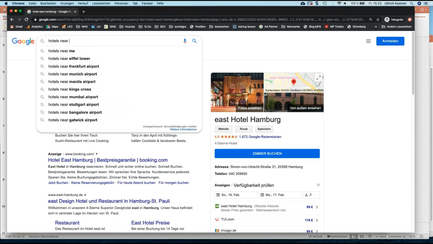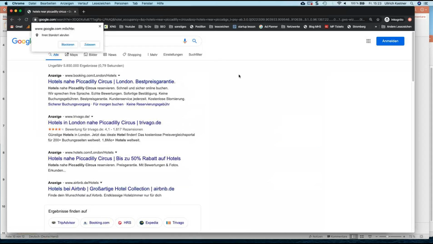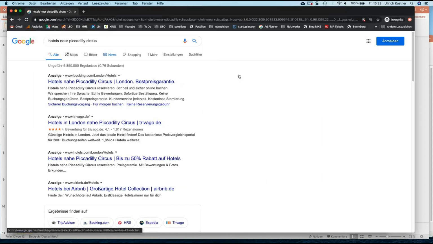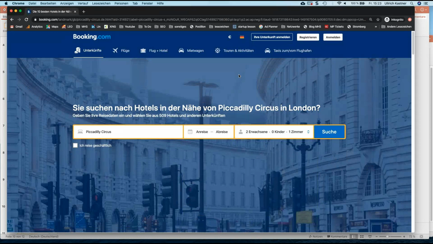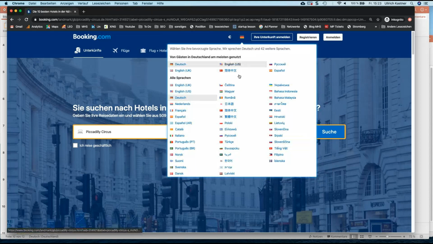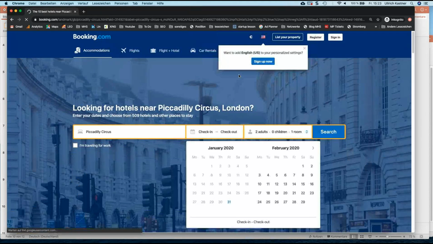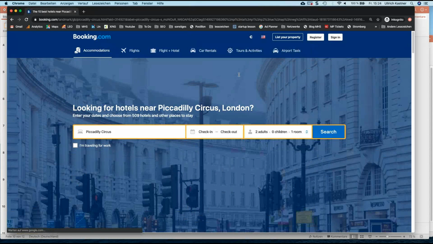Let's search for hotels near Piccadilly Circus. And of course, position number 1, Booking.com. So you click on that. Okay, this is now in German, sorry for that. But even for those who don't speak German, when you read it, you can already see it. Hold on, let me switch the language quickly. Here we go. What you can see is "hotels near Piccadilly Circus" in the search bar, and even the picture of Piccadilly Circus in the background.